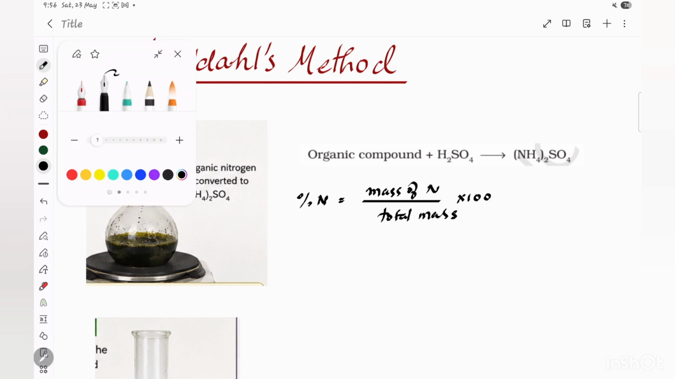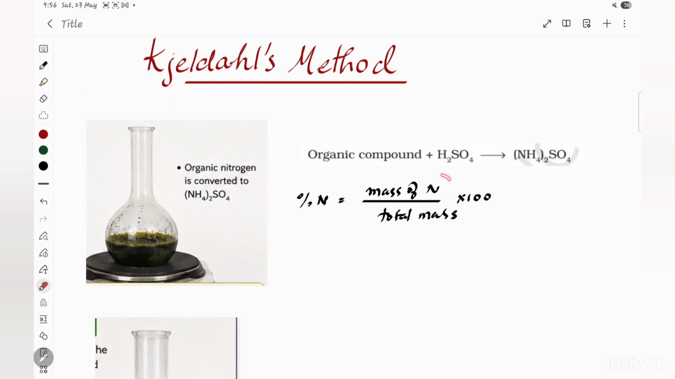So our intention is to find out the mass of nitrogen here. Number of moles of nitrogen is equal to the mass of nitrogen in the organic compound divided by the molar mass of nitrogen, which is 14. Therefore, mass of nitrogen is equal to number of moles of nitrogen into 14. So our aim should be to find out the number of moles of nitrogen in the compound.